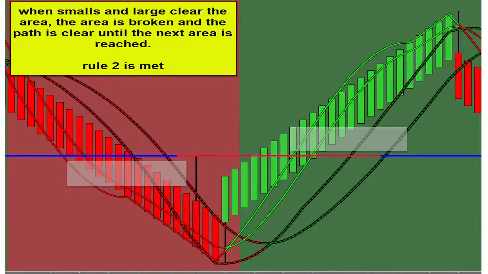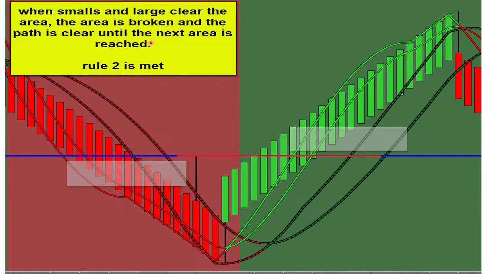Areas break all the time, typically with strength. We consider an area broken when the small triggers and the large triggers get through the area. Both lines of the small, both lines of the large. And when this happens, you'll see that support behaves as resistance. And very often you'll see them come back and retest it. Or resistance, when the small and large get above, behaves as support. Once the trigger lines, both sets, get through, the area is considered broken, and that path will remain clear until the next area is reached. And then once you reach the next area, the process starts over.